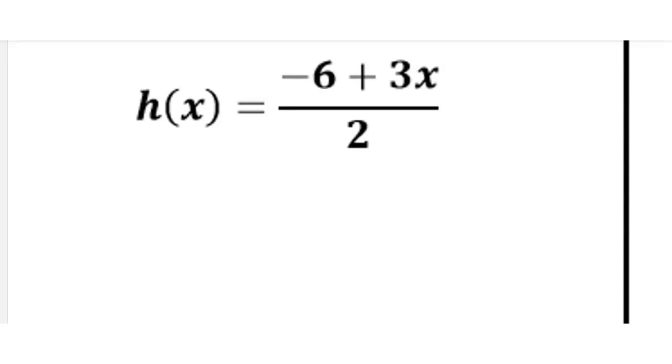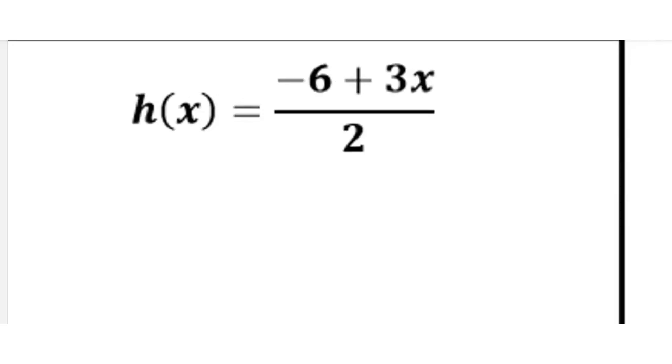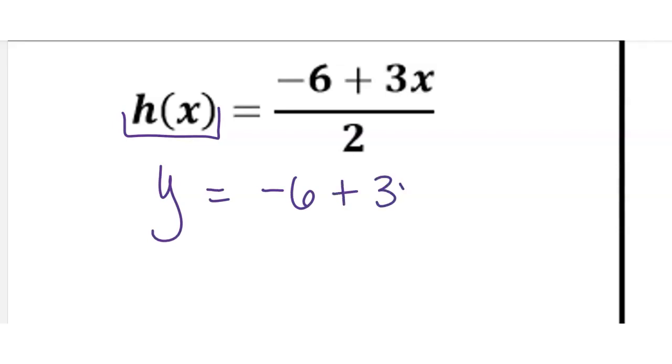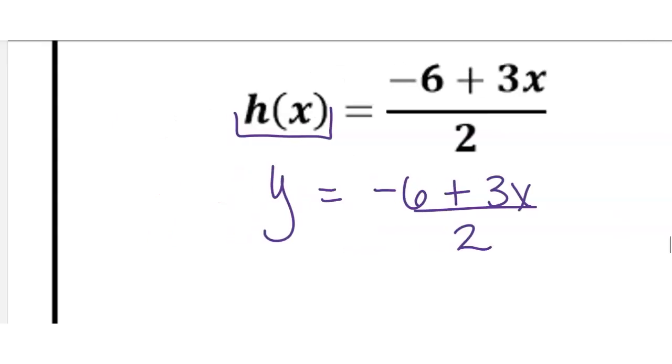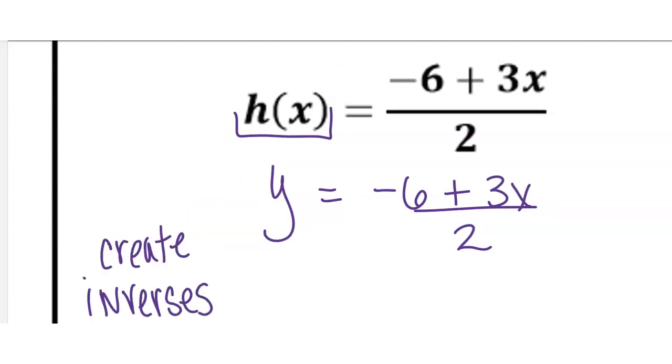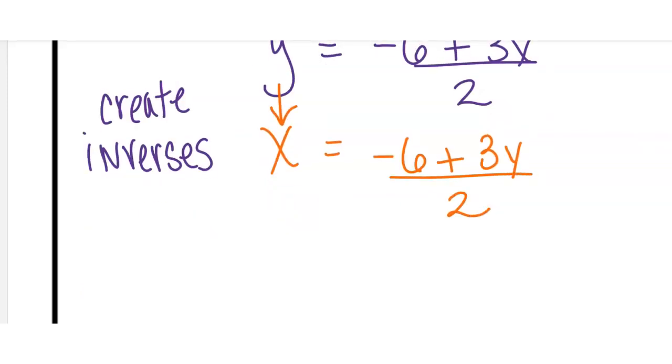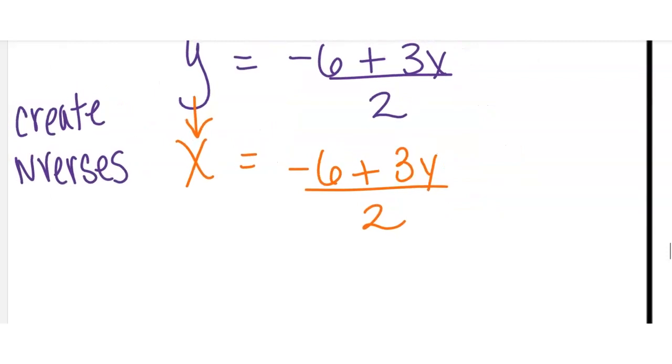We go through the same steps, or the same success criteria. We're going to change h of x to y. We've got negative 6 plus 3x divided by 2. And then we want to create the inverse between the x's and the y. Notice how we have a fraction here. So we want to get rid of that fraction by multiplying everything times 2, or the denominator 2.